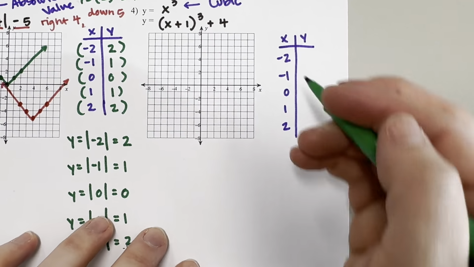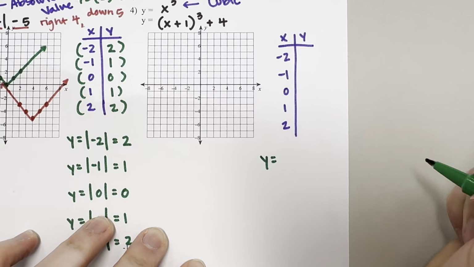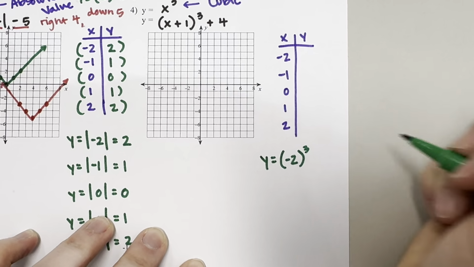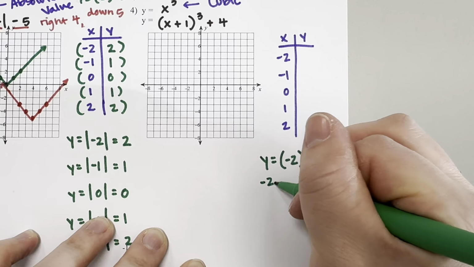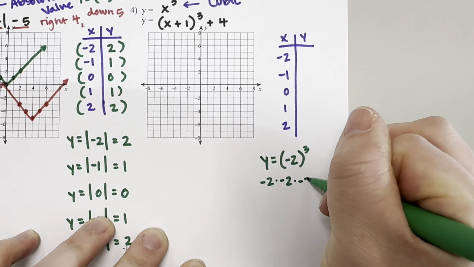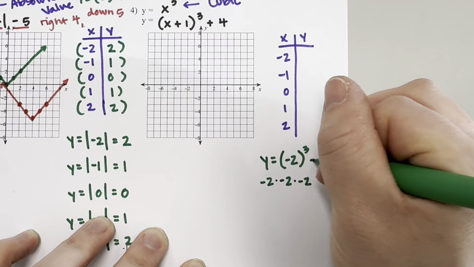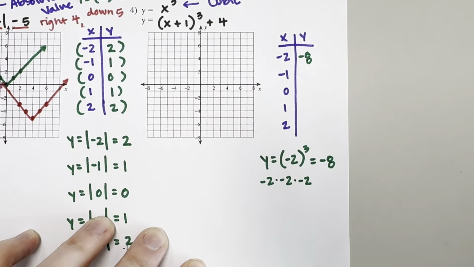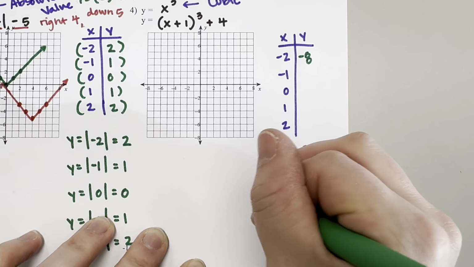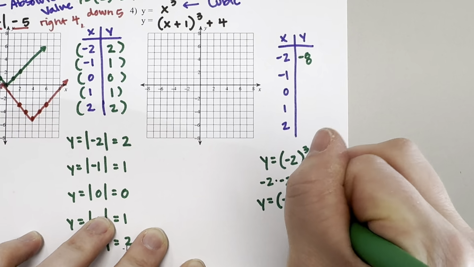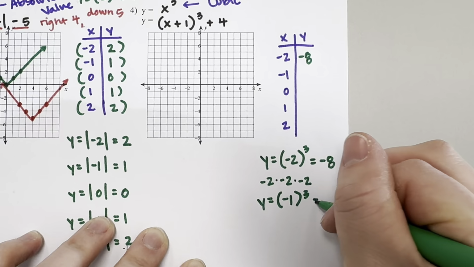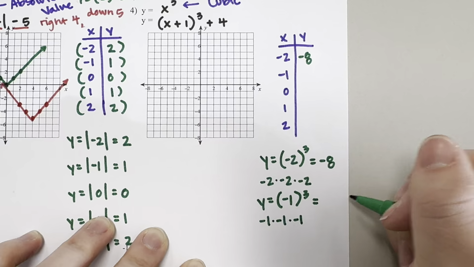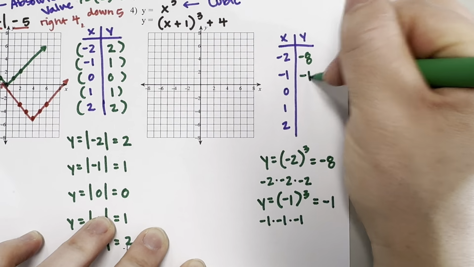This one you can plug into a calculator. Just make sure you be careful of how you plug it in. Make sure we have some negatives. So negative 2 cubed, remember this is like saying negative 2 times negative 2 times negative 2, which is going to give me a negative 8. If I were to plug in negative 1 cubed, negative 1 times negative 1 times negative 1, that's going to give me negative 1.